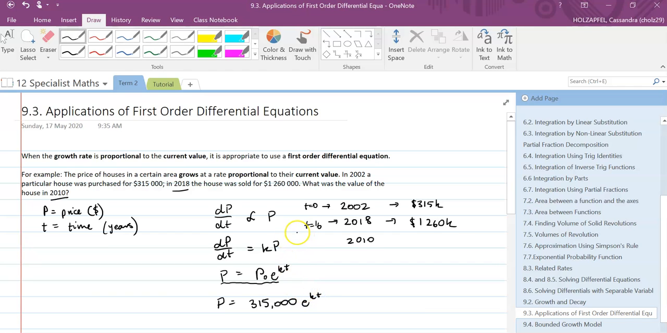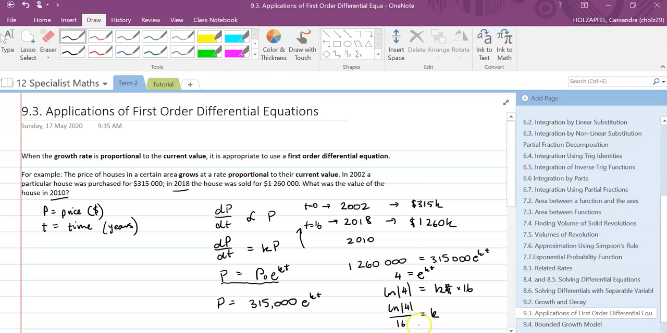Now we can use this information here, and we can substitute that into our equation to determine our value for k. So 1,260,000 is going to be equal to 315,000 e to the kt. Dividing both sides through, we get 4 is equal to e to the power of kt. If I take the natural log of both sides, I'm going to end up with kt. Oh, and what I've forgotten to do is substitute 16 in here. So this should be k times 16. So I can go ahead and divide both sides by 16 to get my value for k.